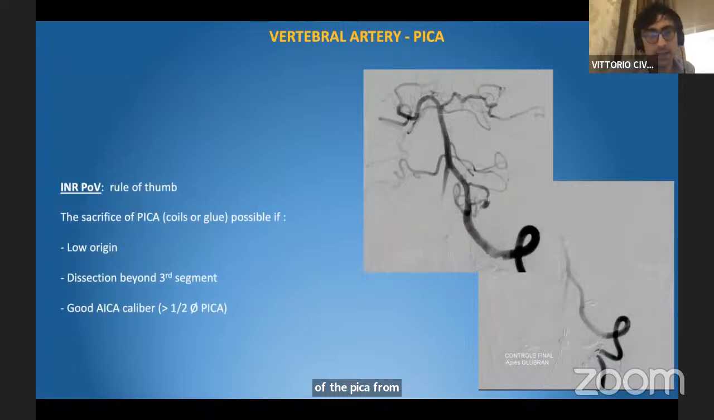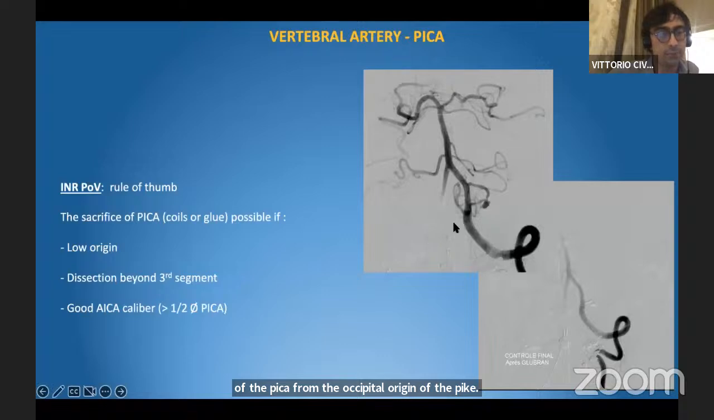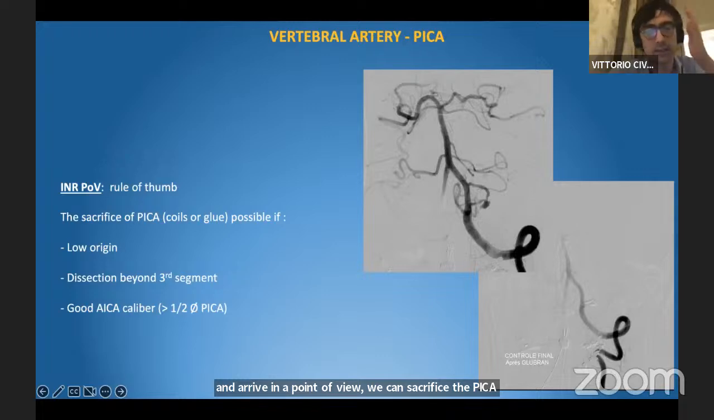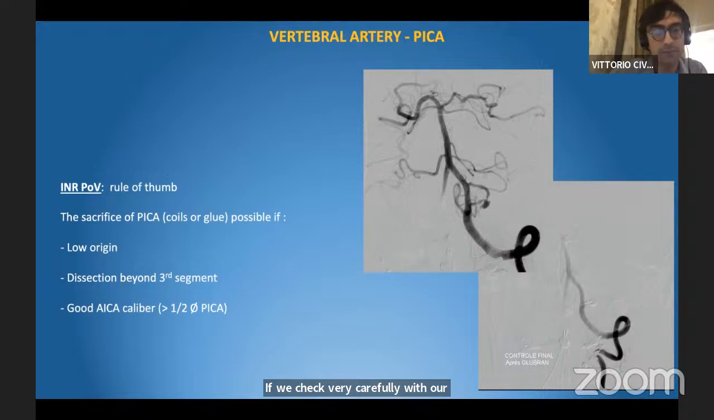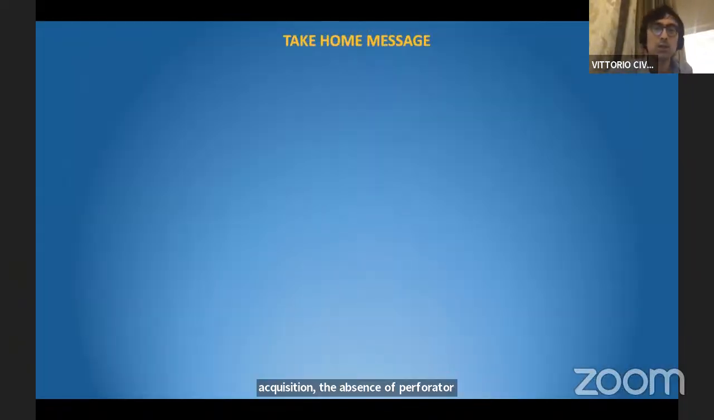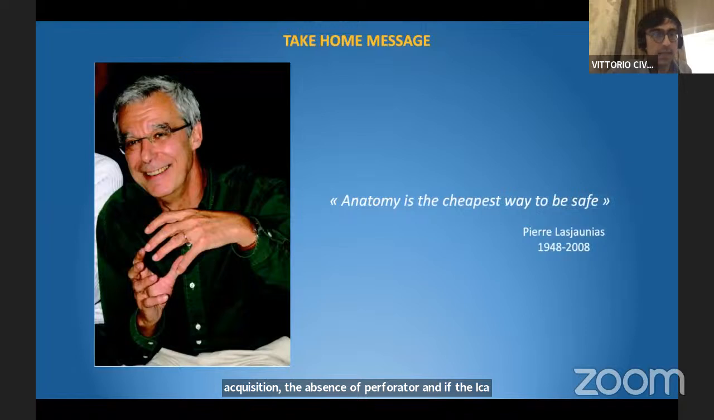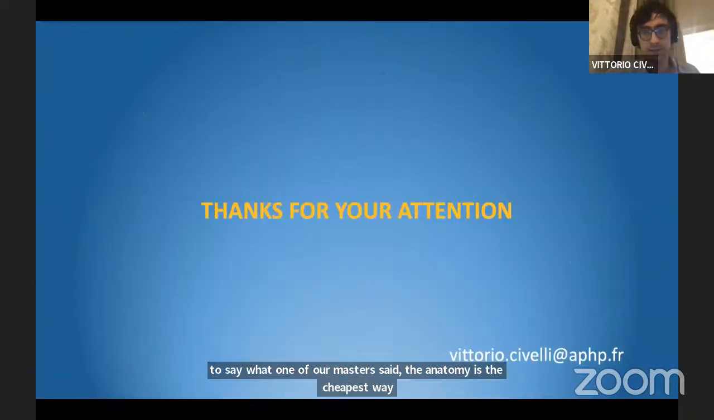From an interventional point of view, we can sacrifice the PICA if we have to, if we have a low origin, if we check very carefully with our 3D acquisition the absence of perforators, and if the contralateral vertebral artery has a good caliber. So as a take-home message, I will always love to say what one of our masters said: anatomy is the cheapest way to be safe. And I thank you for your attention.